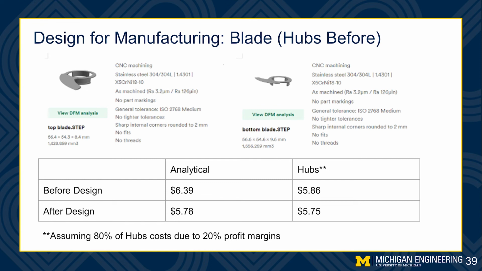After inputting our pre-designed and post-redesigned parts into Hubs, we can see the relative price comparison from our estimated model to the Hubs quote. This is assuming the 900,000 production volume, and we reduce the Hubs quote by 20% to account for profit margins as well.